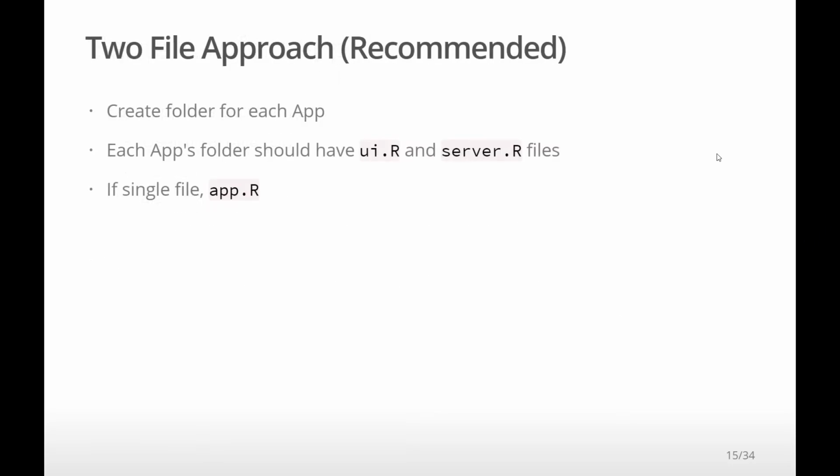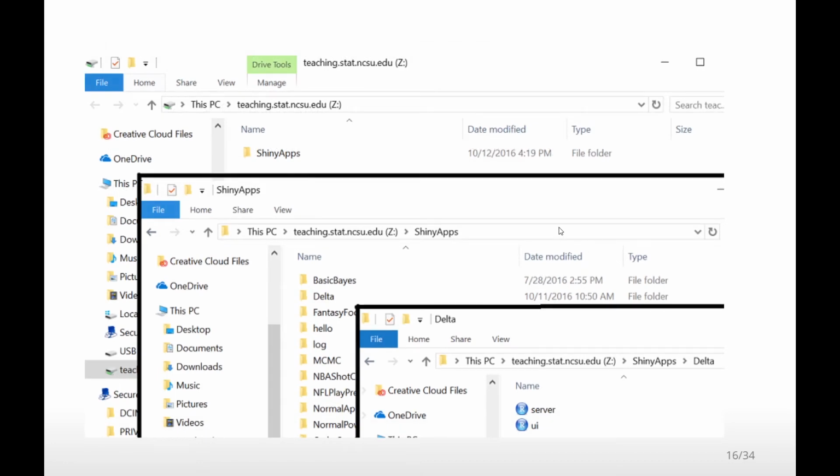So a little bit more about the structure of the folders that you want to have. I like to have a folder called Shiny Apps, and then within that folder I have a folder for each app that I am going to create. And within each one of those app folders, I do have the UI and server files. So here's a picture of that, if you will.